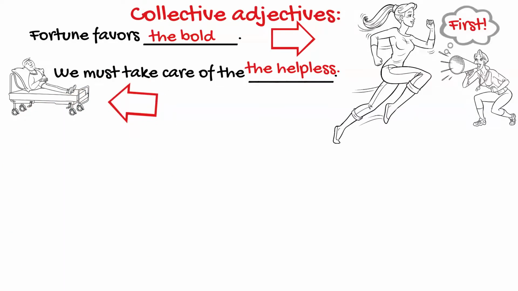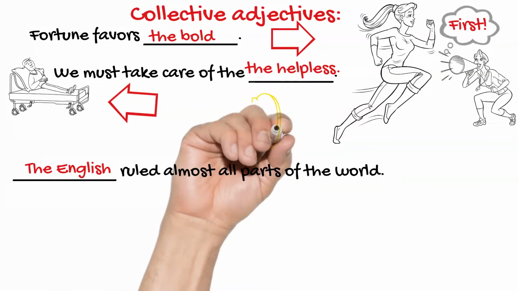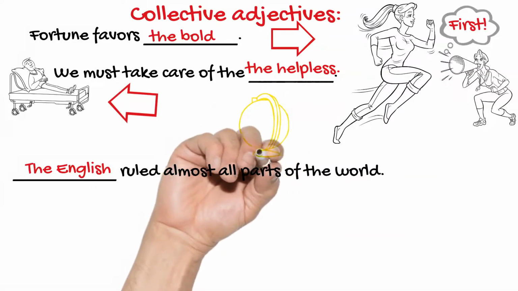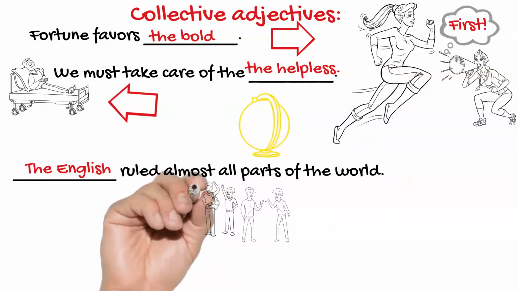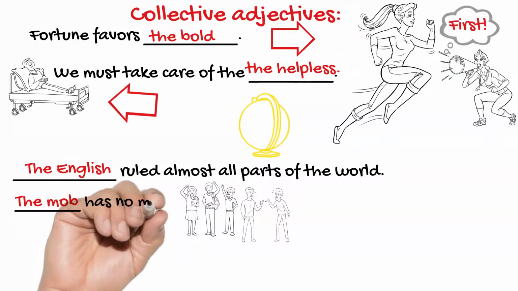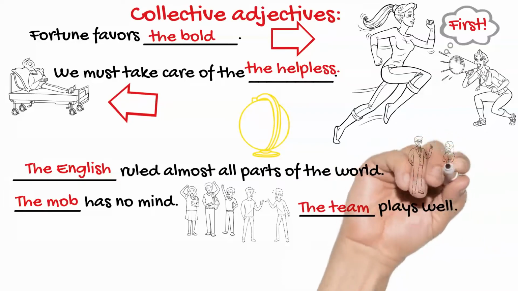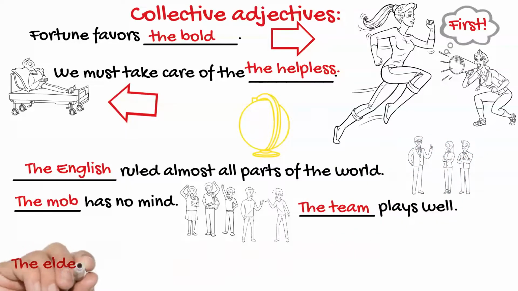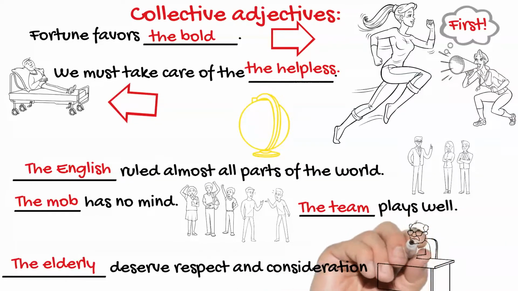Let us see one more example. The English ruled almost all parts of the world. Here, the English refers to the English people. Please don't confuse collective adjectives with collective nouns. Collective nouns usually take singular verbs as in, the mob has no mind. The team plays well. But the collective adjectives, on the other hand, always take plural verbs. An example of this is, the elderly deserve respect and consideration. So friends, like a collective noun, a collective adjective too refers to a collection of individuals, but it simply functions as a noun in a sentence.